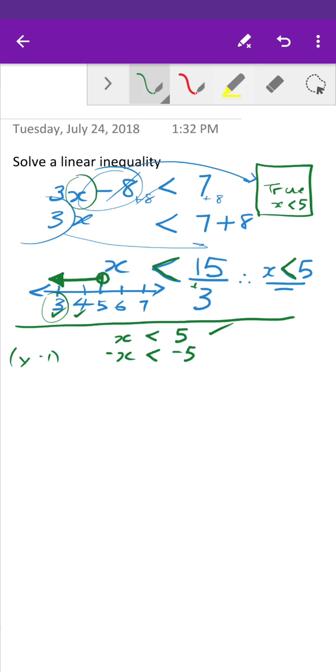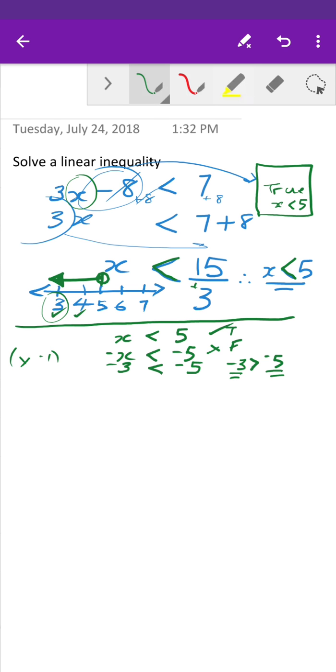3 works in this one. Does 3 work in this one? Replace the x with the 3. And is negative 3 less than negative 5? Well, no, in fact, negative 3 is greater than negative 5. It is a greater number than negative 5. It's better to have a debt of $3 than a debt of $5. So why is this true, but this one is false?